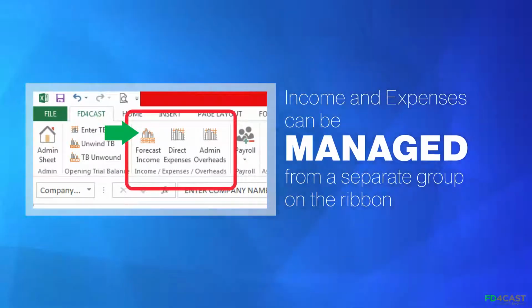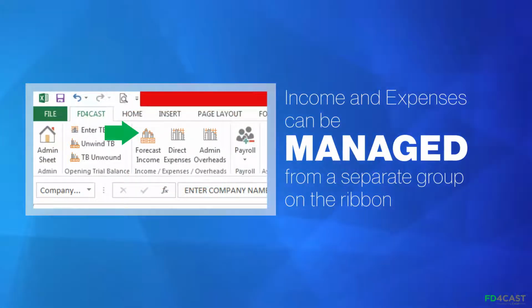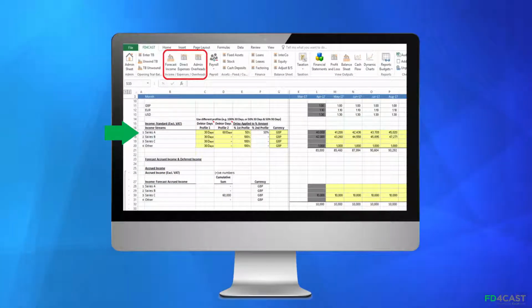Income and expenses can be managed from a separate group on the ribbon. In these categories, the user can enter projections for each income and expense item for all forecast periods, set client-supplier payment profiles, and enter and reverse accruals and deferrals.